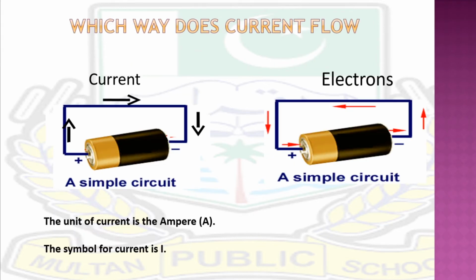Which way does current flow? Here you can see two simple circuits with different directions of current. The first one is from positive to negative, and the other one is from negative to positive. The unit of the current is the ampere, and it can be represented as capital A, and the symbol for the current is capital I.